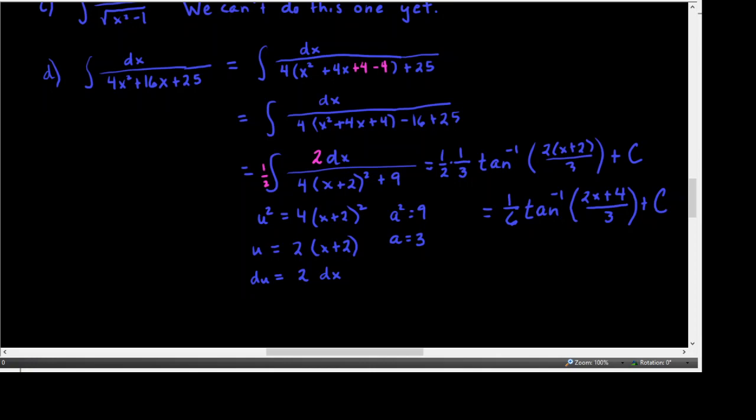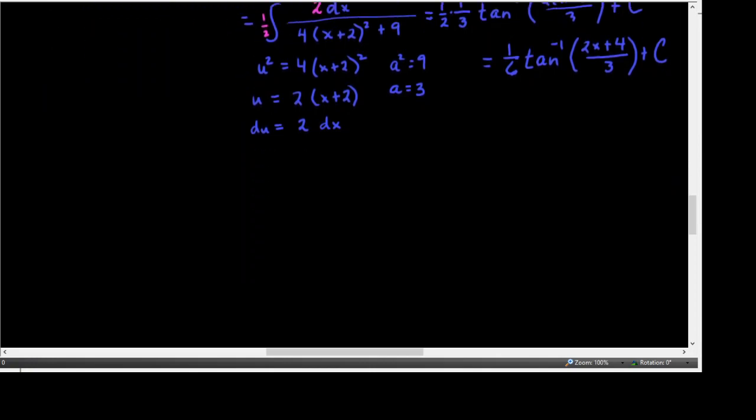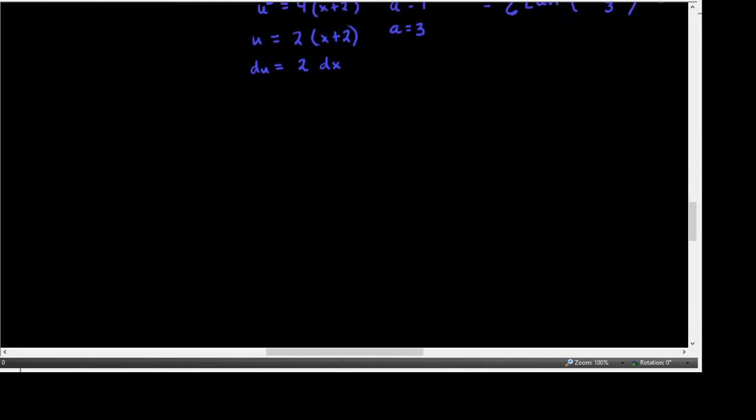Okay, now I've got another one here. E is what I call this one. The integral of dx divided by the square root of 8 minus x squared plus 6x.